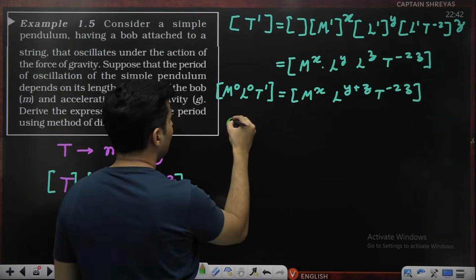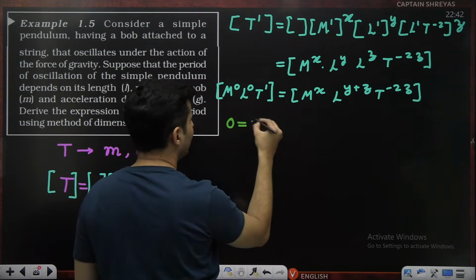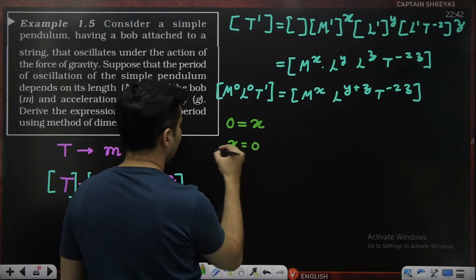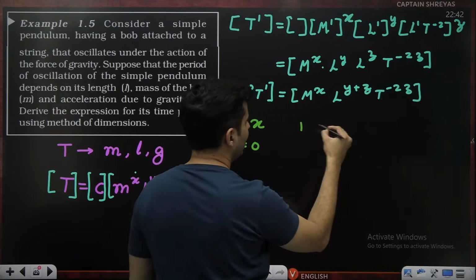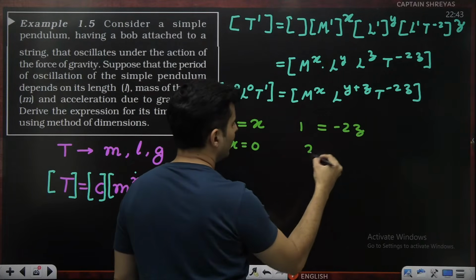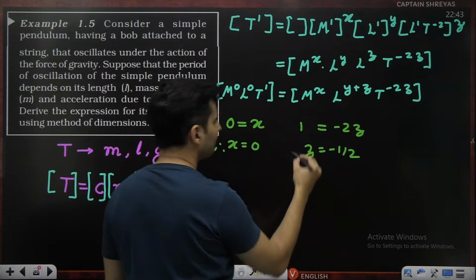Quickly, you can see mass's dimension is 0. So on the right hand side x should also be 0. Here, time is raised to 1. On the right hand side, it is raised to minus 2z. So therefore, z will be negative half.